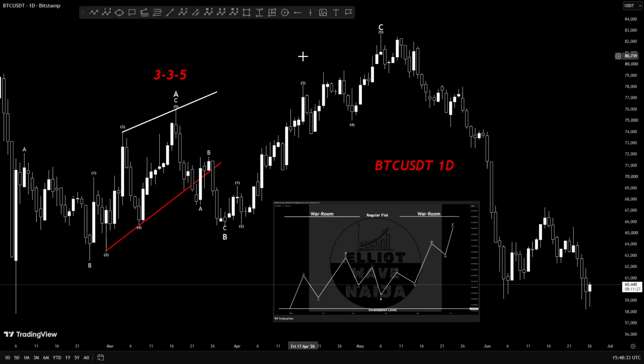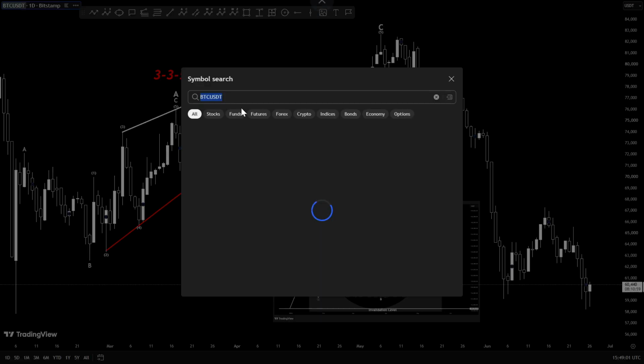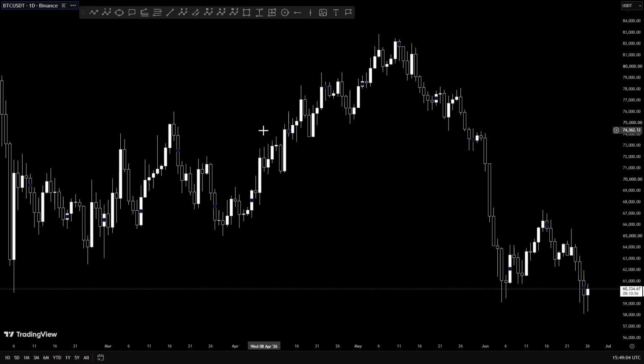So this is just the lesson that we want to give you today, and I hope this seminar is helpful for you. Okay, A, B, and C, which is regular flat pattern. Regular flat pattern unfold in 3, 3, and 5, which is labeled A, B, and C. Just have that in your mind. Then you keep looking 3, 3, and 5. That is it. And just change this chart to the one we are using.